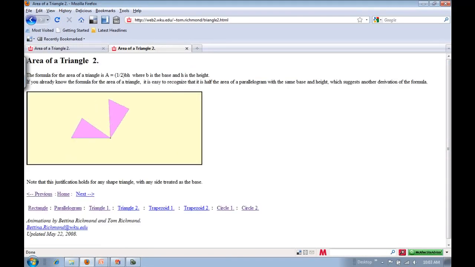So what happens here is you double the triangle, and then you slide it to form a parallelogram, and we know that the area of a parallelogram is base times height. So if we take the area of this parallelogram and then divide by 2, you would have the area of the triangle that we're looking for.